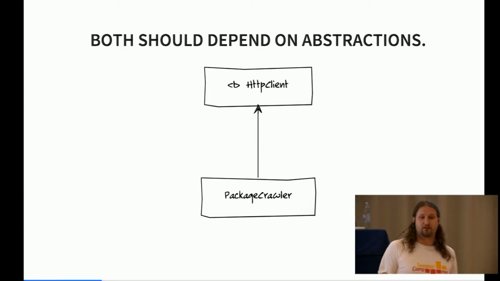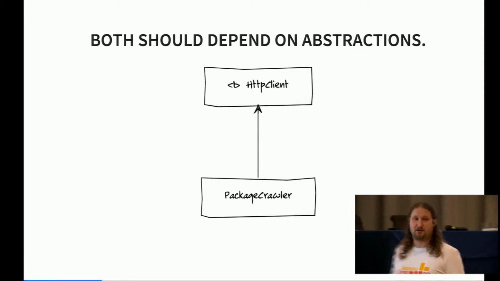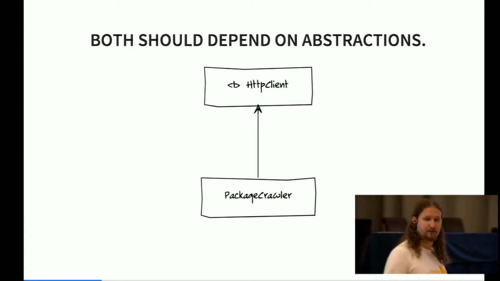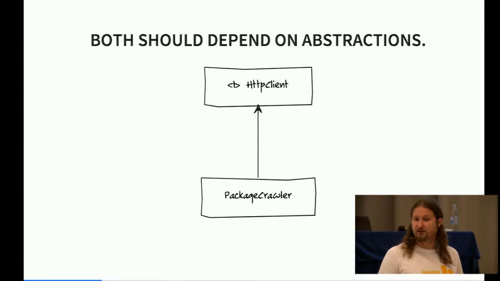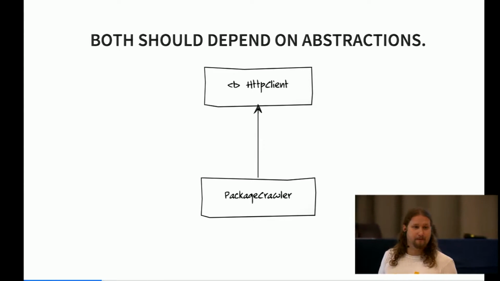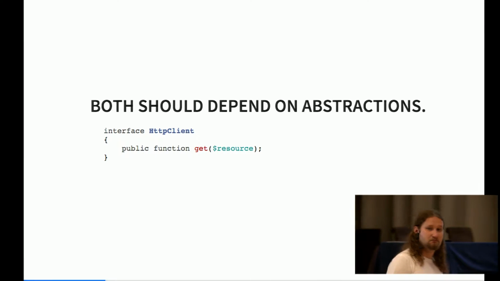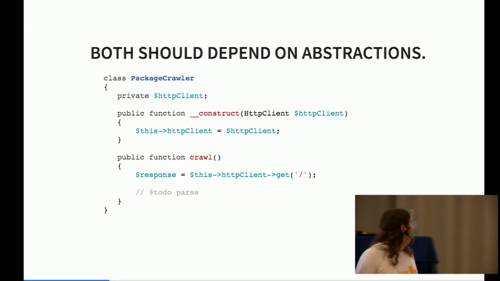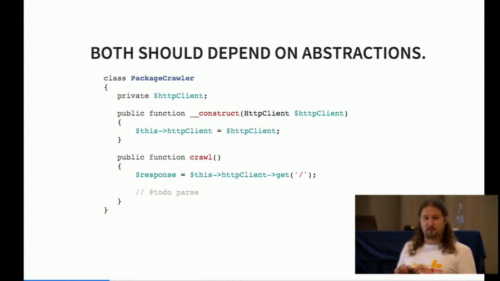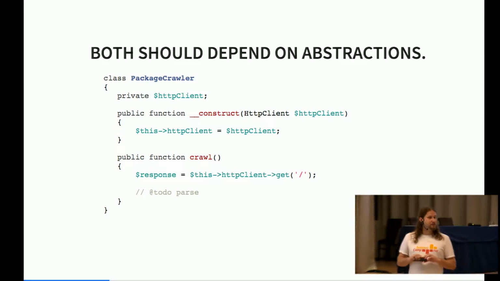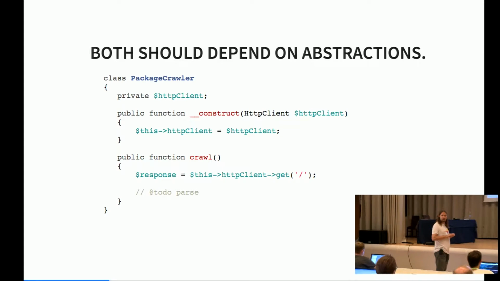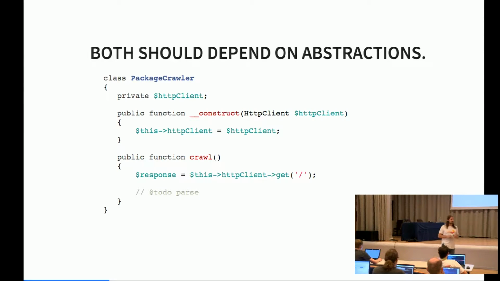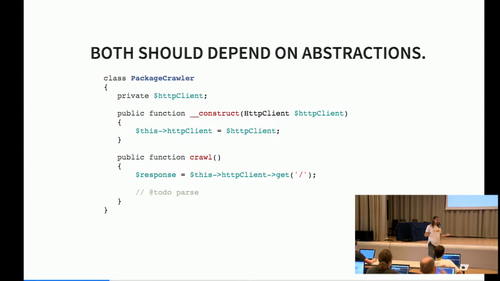Further, the principle explains that both should depend on abstractions. So instead of relying on the browser directly, we introduce an abstraction. Let's say HTTP client, which is going to be an interface. A simple interface with a get method, get resource, return something. And then instead of injecting the browser, we inject our interface. So we already don't rely on something external. Buzz browser is not our library. We don't have control over it. HTTP client is our interface. We have full control over it.